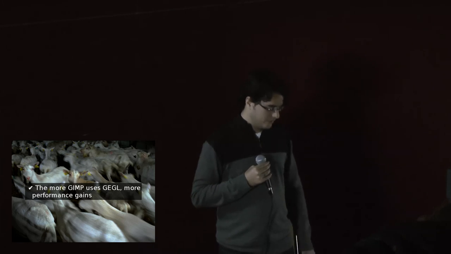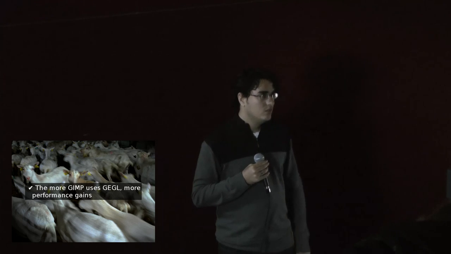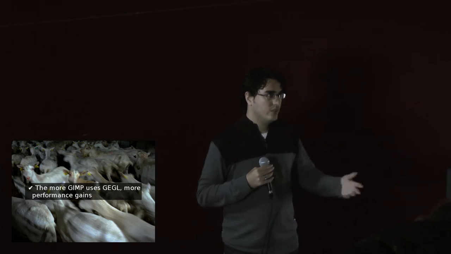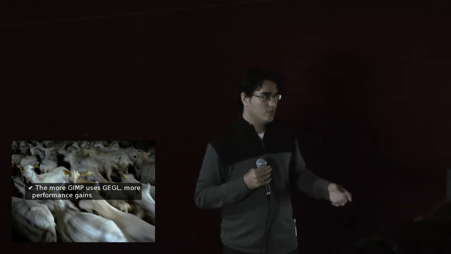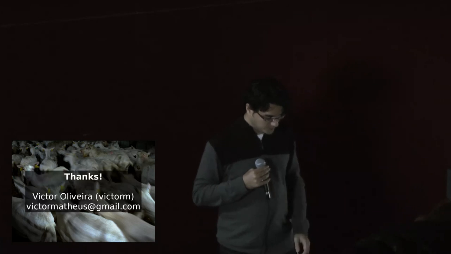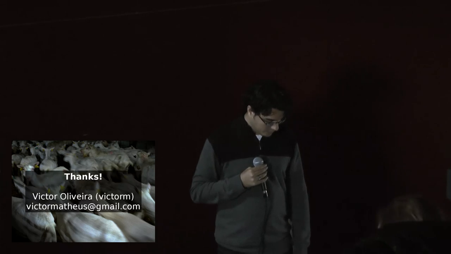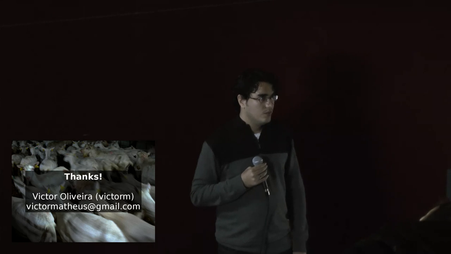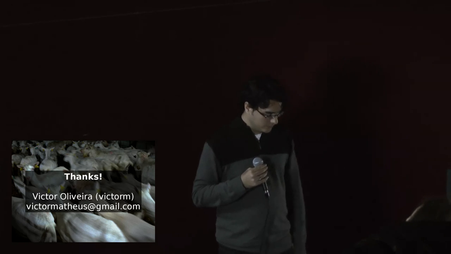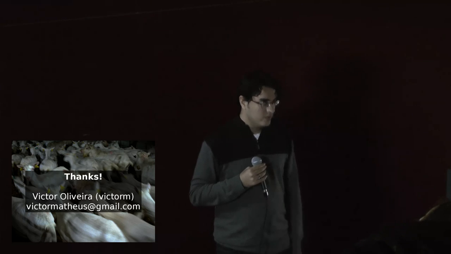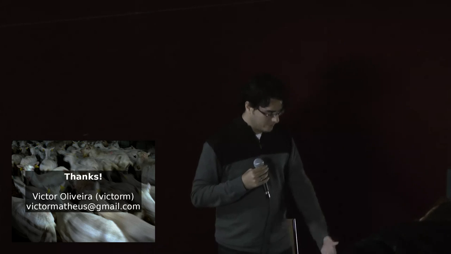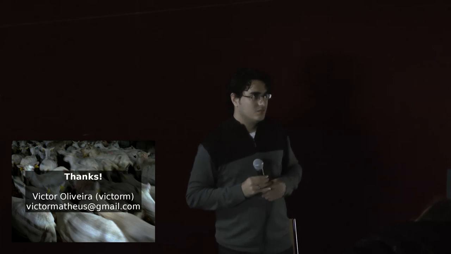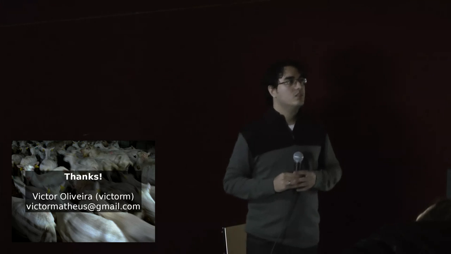Also, it would be great to have an OpenGL output node for GEGL, so we can present the image directly from the GPU, without having to bring the data back from the GPU to main memory to display it. Basically, the more GIMP uses GEGL, the more performance gains we'll have with this work. As GIMP advances towards using more GEGL, you get more performance. So thanks a lot. Questions, if you want.